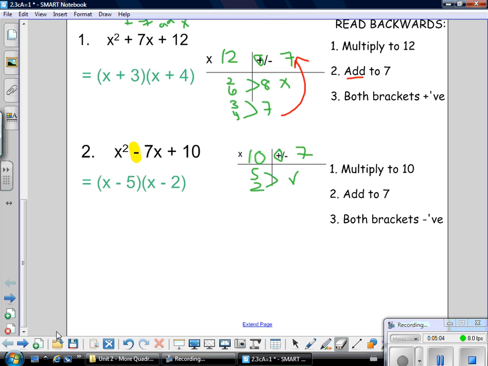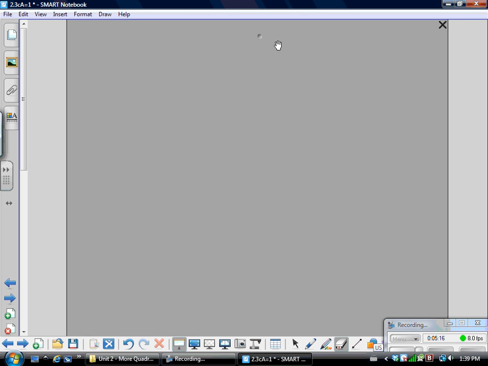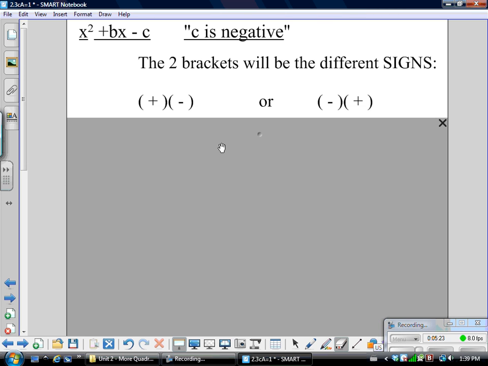So then what happens when it's not adding? So that's the next page that we're going to look at. This time when we look at it, and I'll bring up the screen, the two brackets will have different signs. Okay, so it means that I could have a positive and negative or negative and positive. The reason being is when I do FOIL, I want this number to be negative, a negative C number. That means that the brackets have to be different.